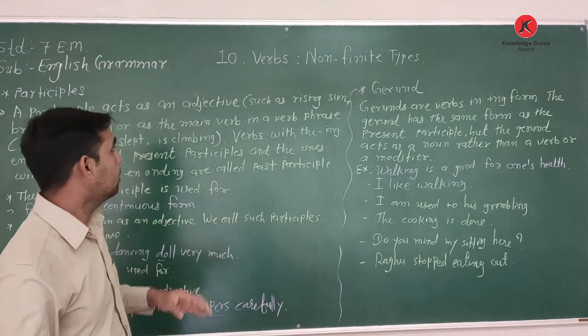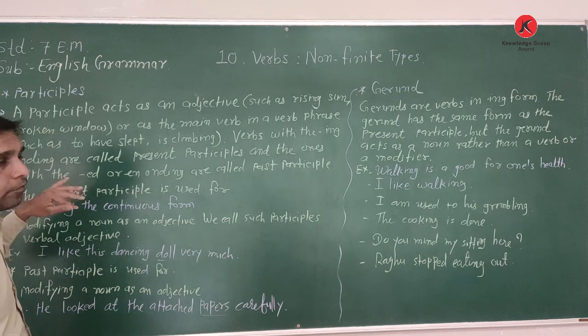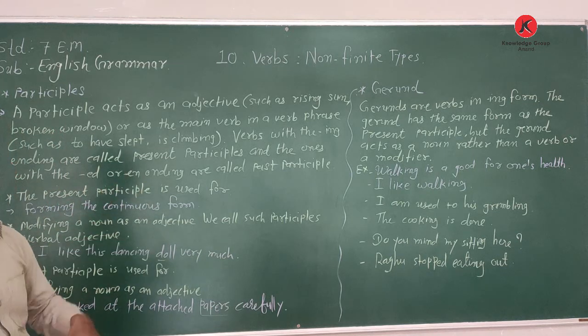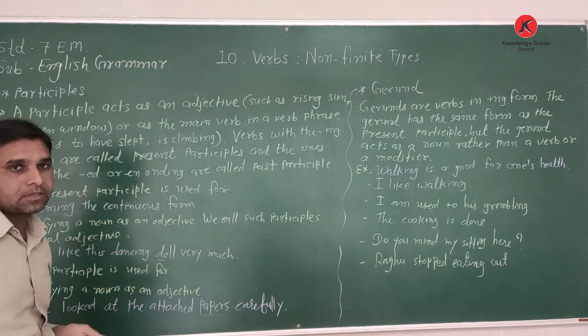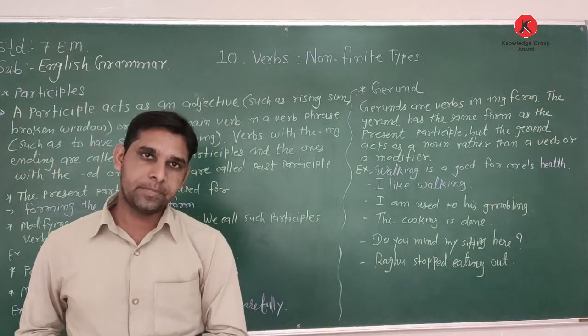So I have completed the infinitive. Now we start the participle. Finite verb, non-finite, infinitive, bare infinitive: I have completed. Now we come to the participles. How many participles are there? Present participle and past participle.